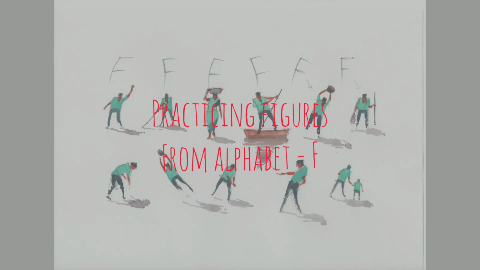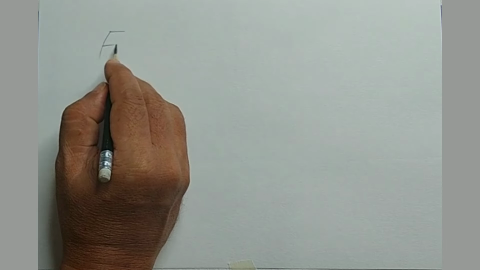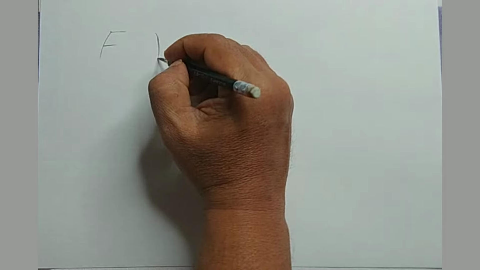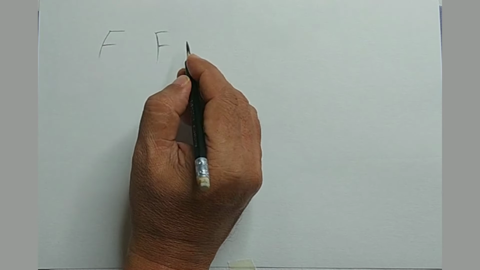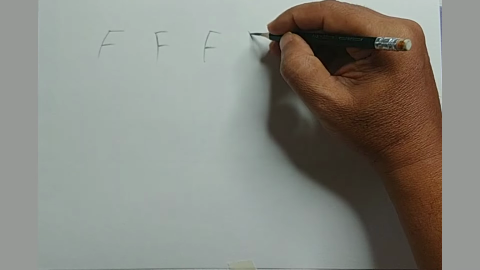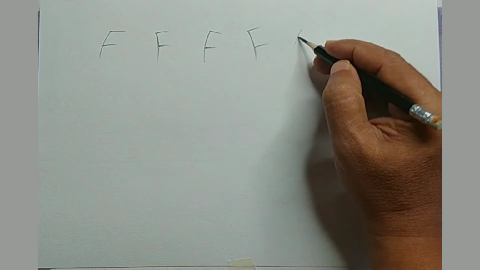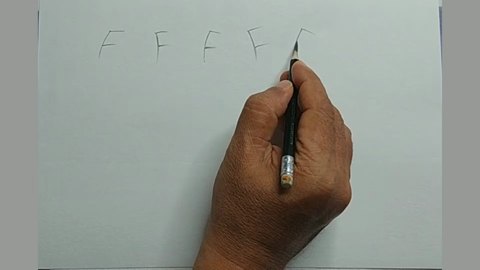Welcome back to this tutorial series where we are generating figure ideas from alphabets. In this video, we will be generating figure ideas from alphabet F. Let us write the alphabet F in different ways. So we are writing the capital letter F with different angles, different curves, different tilts, etc., so that we get different inspiration, different ideas from these alphabets.